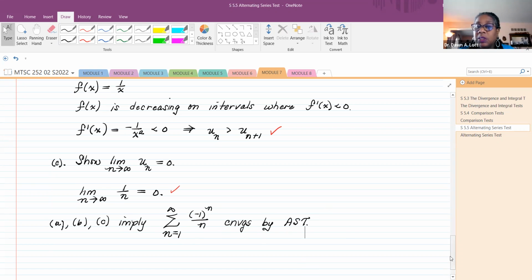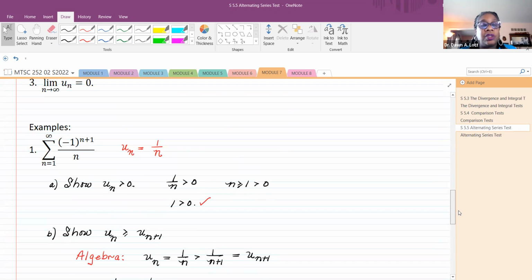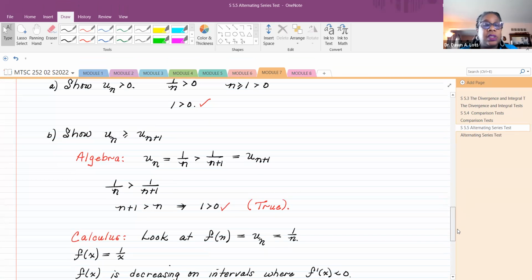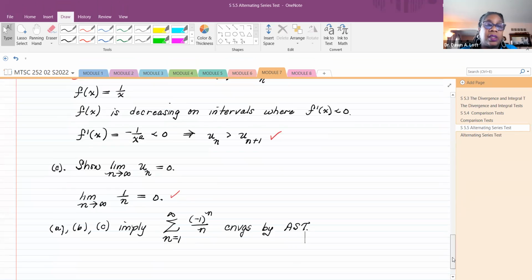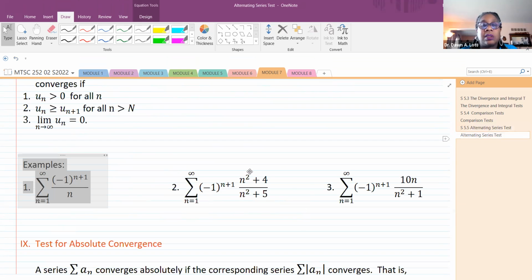So I have 3 things to test. The first, show that the terms are positive. Second, show that the terms are decreasing. Third, show that the limit of the u_n is 0. Okay, second test.